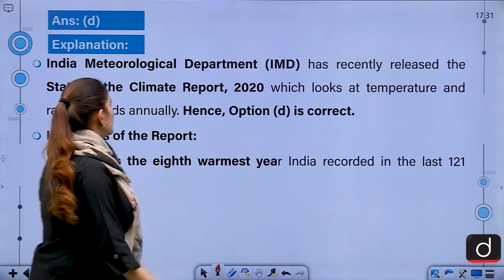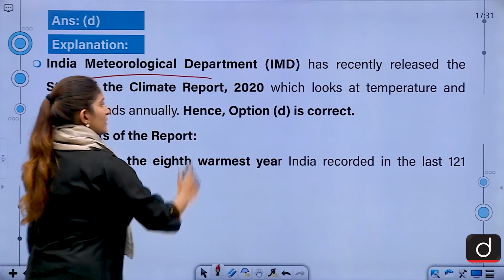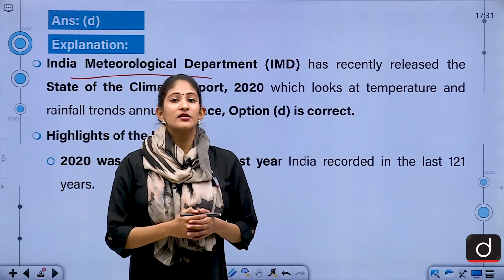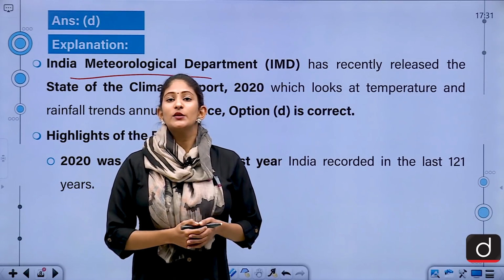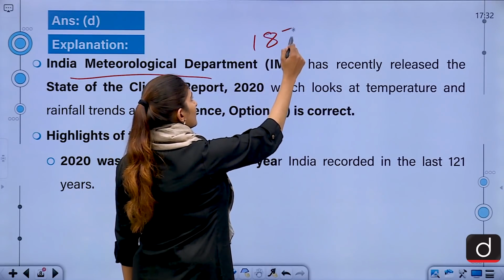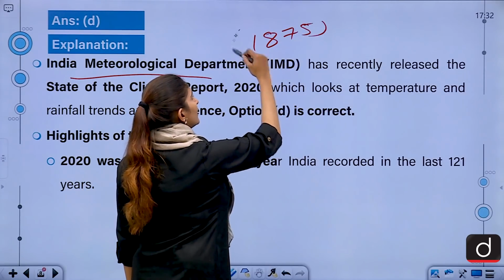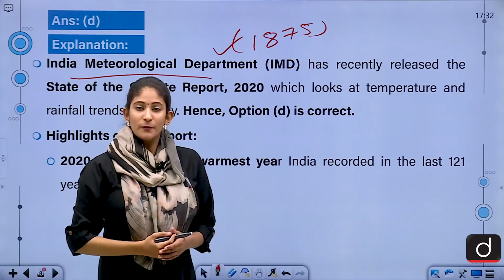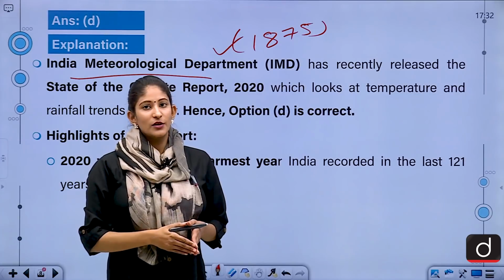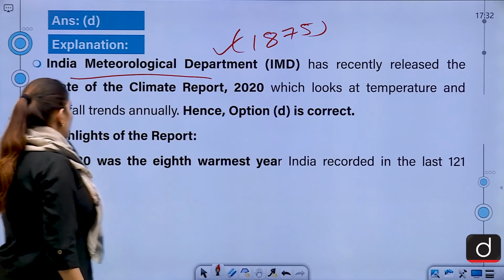And if we talk about the India Meteorological Department, if we talk about IMD, it is an institute under the Ministry of Earth Sciences, and it was established in the year 1875. All right. And if we talk about what it does, it is the primary agency for weather forecasts and seismology. All right, moving on.